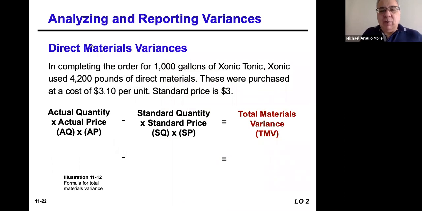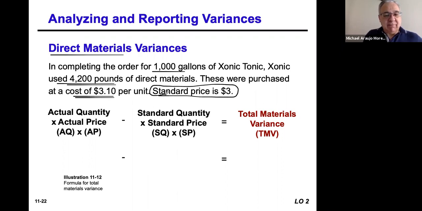So this is how we would do all these math functions to look at the variances. When you check out direct materials alone, in order to produce 1,000 gallons of the platonic Zonic tonic, you used 4,200 pounds of direct materials. These were purchased at an actual cost of $3.10 per unit. But you had a standard price of $3.